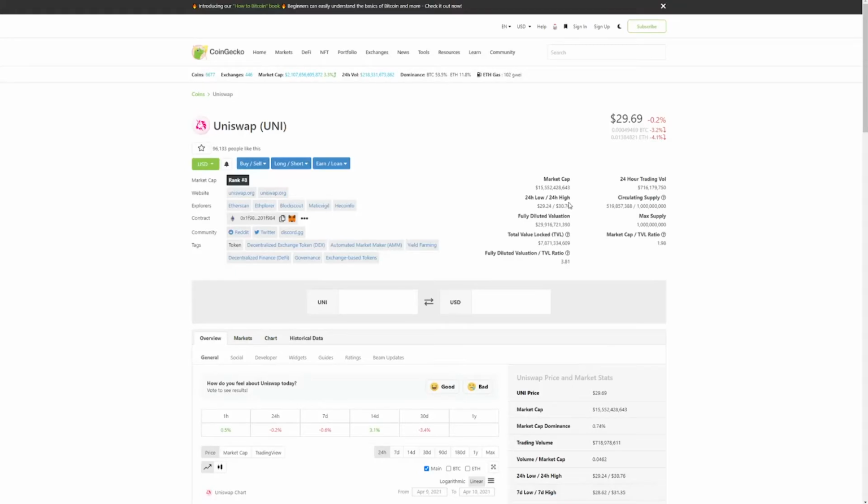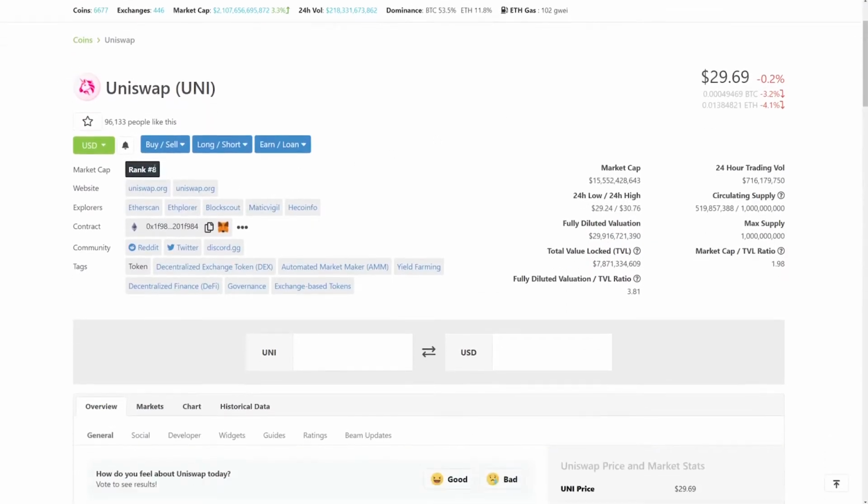And here is just a short summary of the tokenomics. We can see that Uniswap is at the moment at rank number 8 with a market cap of 15.5 billion US dollars, and the circulating supply is about half of the maximum supply of 1 billion. And also here we have the interesting stat of total value locked, which is TVL, of about 7.8 billion US dollars.